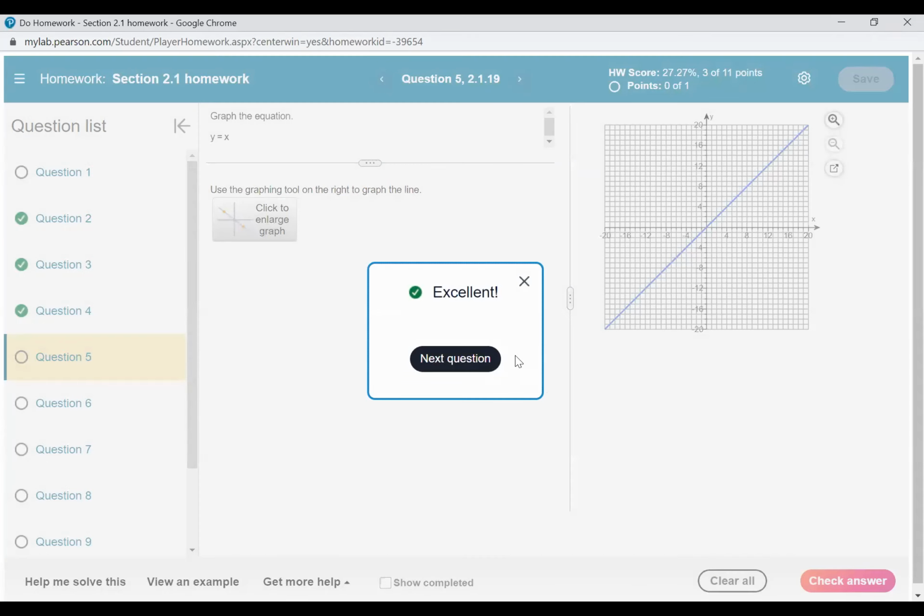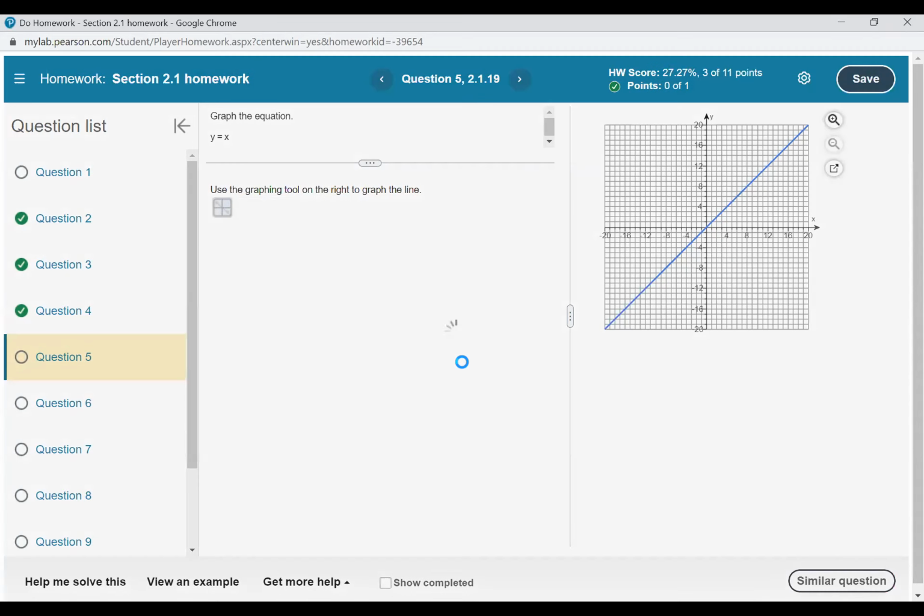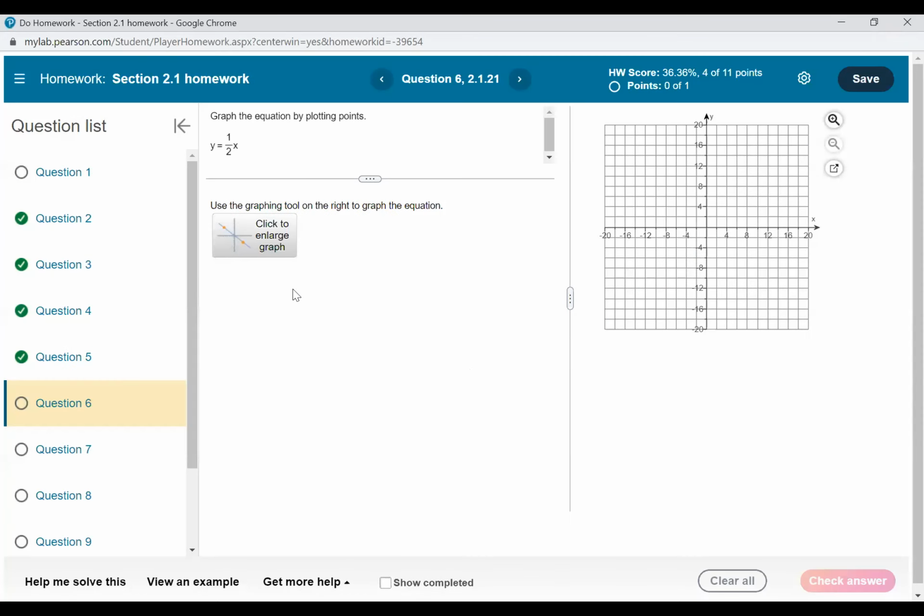I'm clicking the wrong side, okay. All right, let me move my chat box.